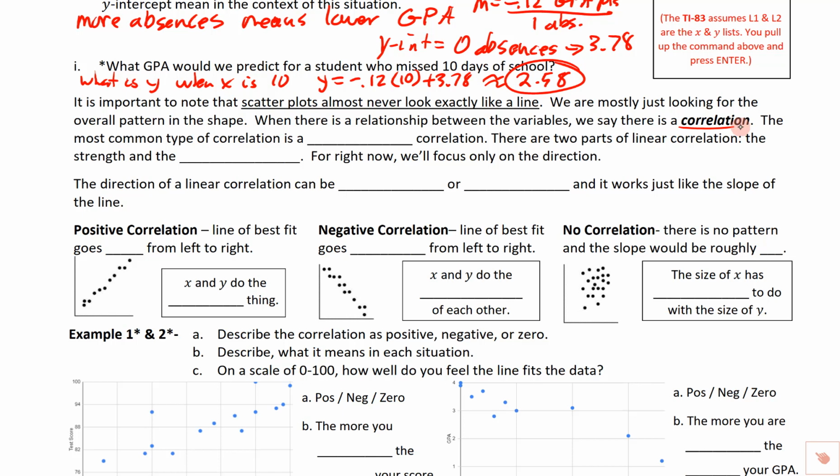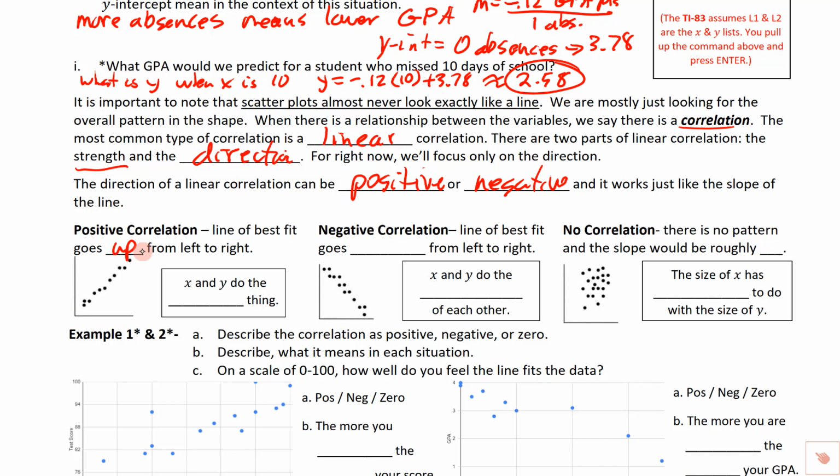And the most common type of a correlation is a linear correlation. So the type of thing that we've been looking at, and there are two parts of a linear correlation. There's the strength and there's the direction. For right now, we're going to focus on the direction. The direction of a linear correlation can be positive, so let's write the word positive right here, or it can be negative. Now, it works kind of like the slope of a line. So if we take a look at this one right here, this represents a positive correlation. If the line of best fit goes up from left to right, then we call that a positive correlation.